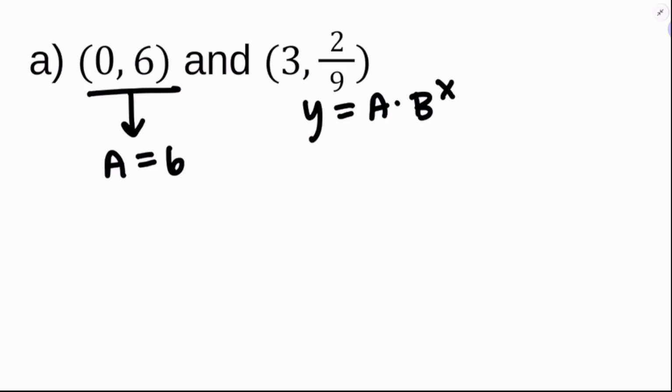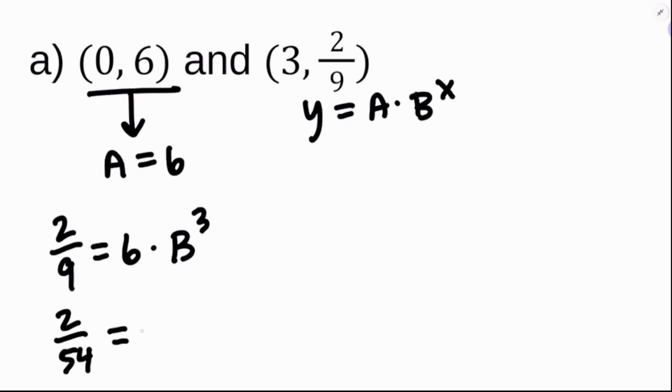And then (3, 2/9). So 2/9 is y equals 6 times b to the third. Right? Yeah, b to the x. Okay. So then I'm going to divide both sides by 6. Oh yeah, it's going to work out just fine. Okay, so I'm going to divide both sides by 6, and I'm going to get 6 times 9 is 54. 2 over 54 equals b cubed.